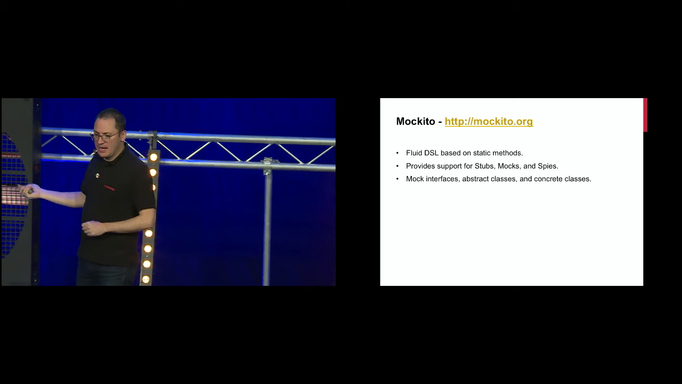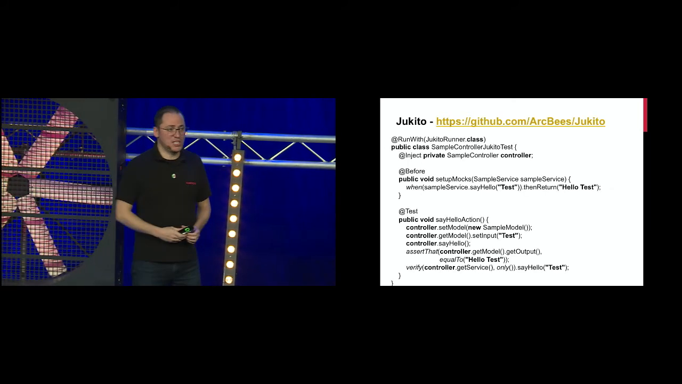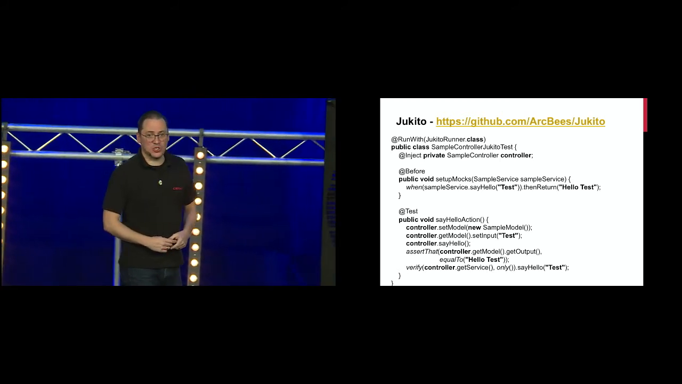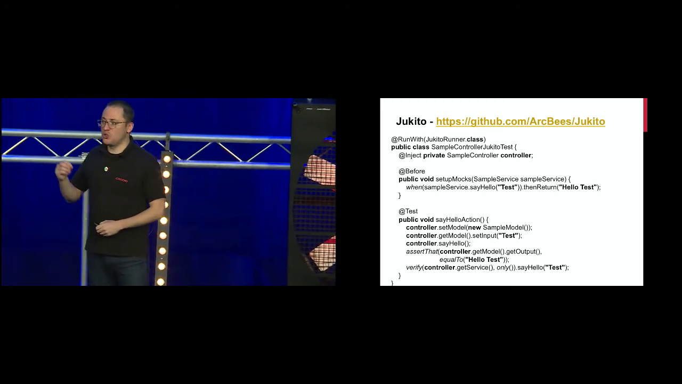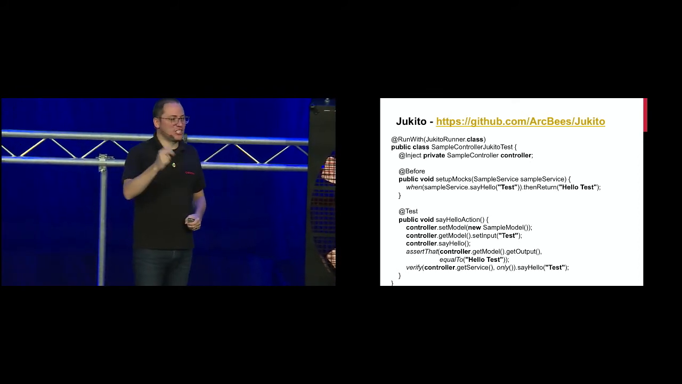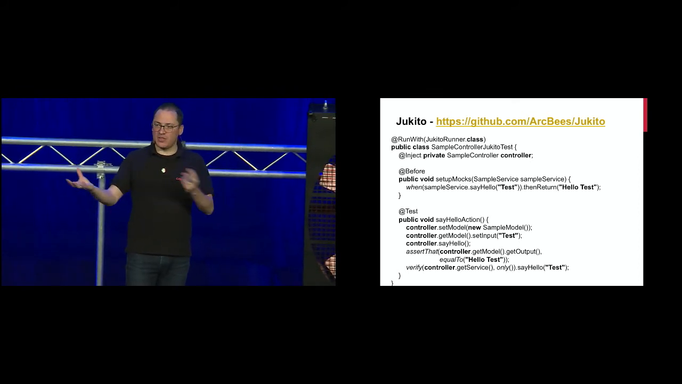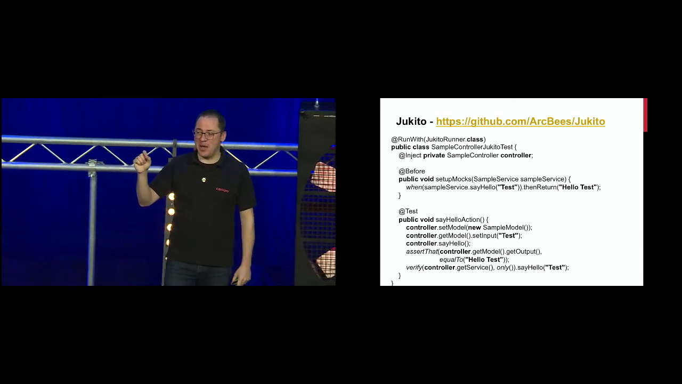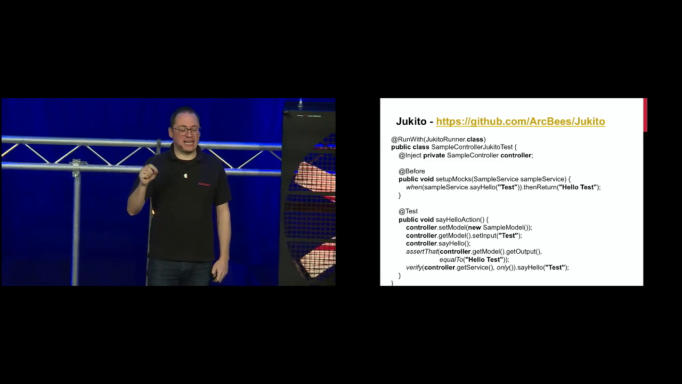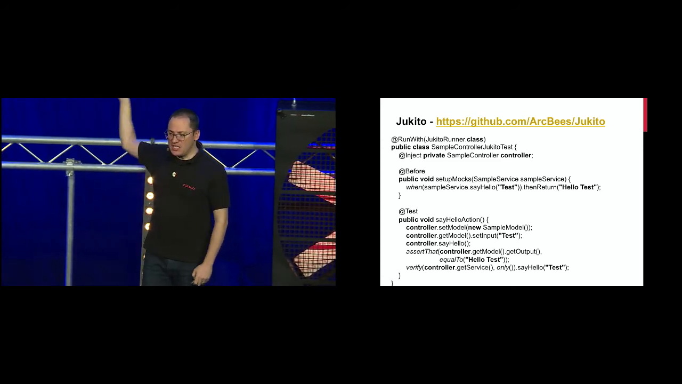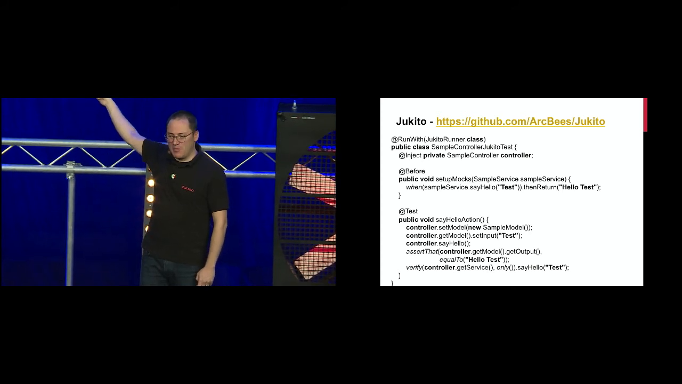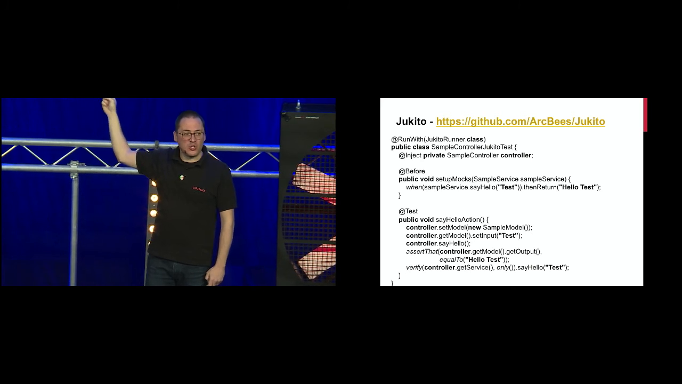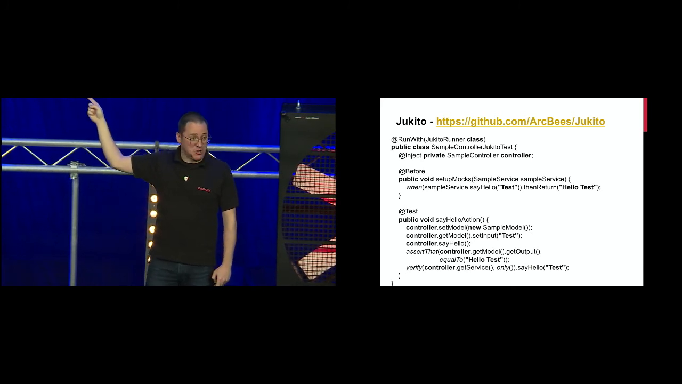The other one that I like is Jukito. If you're using JUnit and Google Guice and Mockito, well, Jukito is the three things combined. It allows you to use @Inject in your test case automatically, coming from the Guice container. And here's the kicker: if you do not define a mapping for a type, that type is going to be automatically mocked by Mockito. So in this case, the sample service that you see there in the before method is a real Mockito mock coming from the Google Guice container. That's pretty cool.